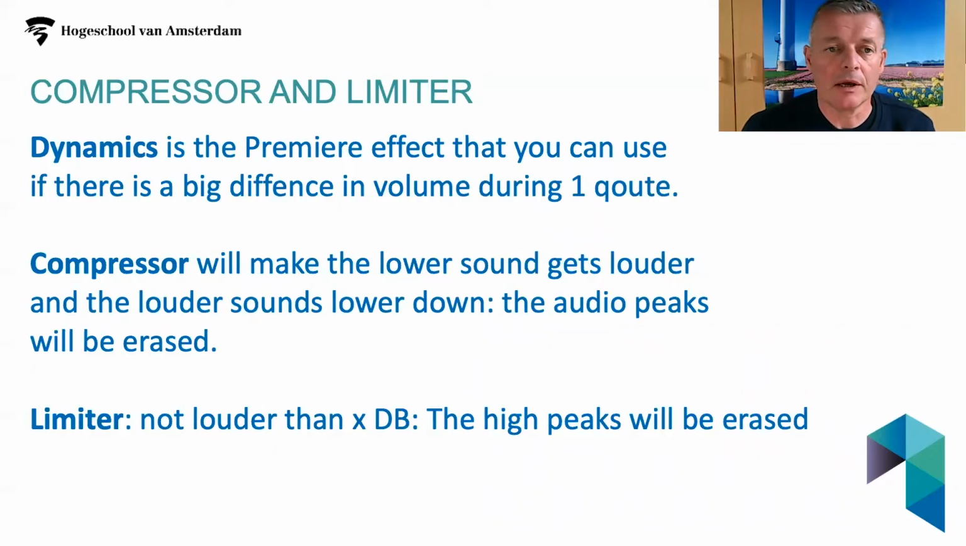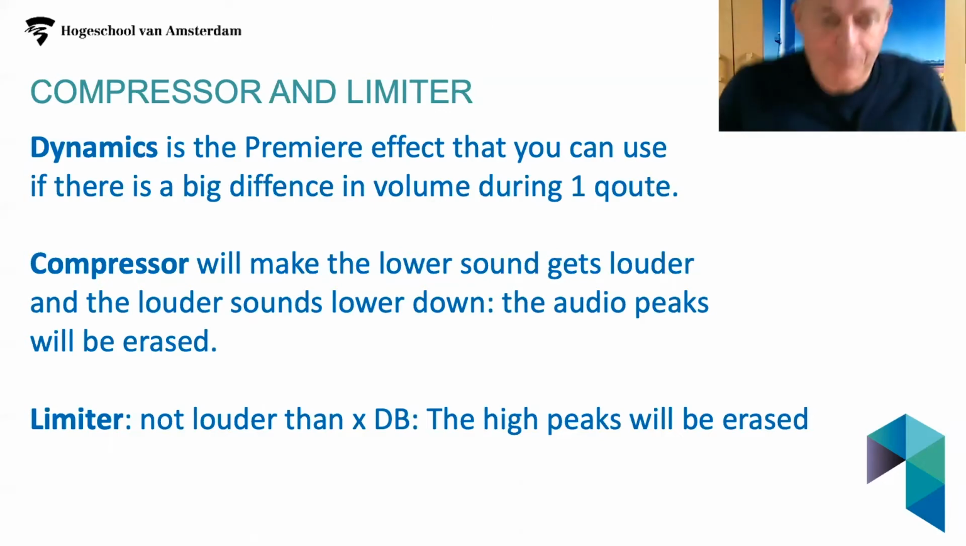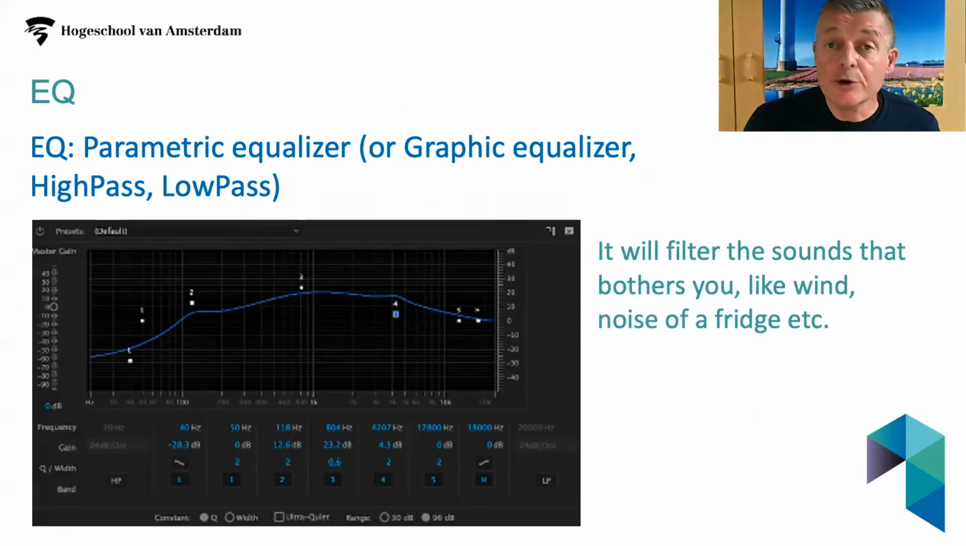Right, then you can do it with dynamics. We'll put the clip a little bit better on. And then you've got EQ. With this filter you can do your audio. You can use this mainly to get rid of nasty sounds, such as wind, for instance, or other sounds like the humming sound from a fridge. And then you can remove it with EQ.